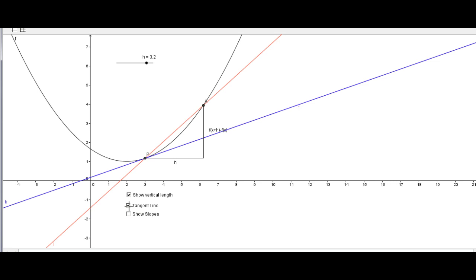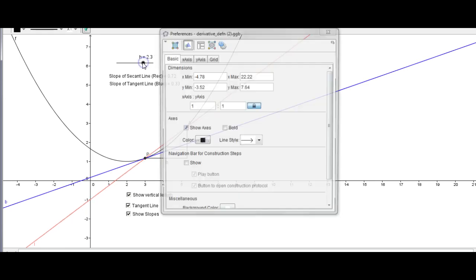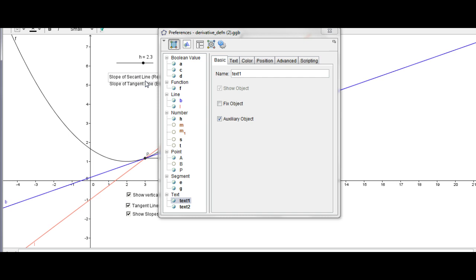So as we start to move, if I make h, see a little slider on h is 3.2 units long, and if I want that to be 0 units, right? I want to get h down to 0. And we'll also show the slopes. So there's the secant line, and now I should be able to pick this up and start to, hey, whoops. All right.